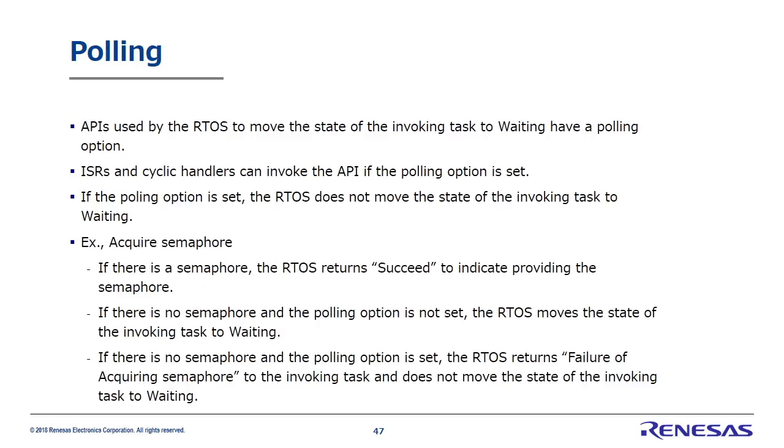Next, we'll go into the polling option. There are situations where we want to use features from APIs which transition to waiting even from within the ISR or cyclic handler. In those situations, you can use the polling option. By doing so, you can get the results of the API without moving into waiting. For example, if you invoke the Acquire Semaphore API with the polling option, then depending on if a semaphore is available, it will return the value Semaphore Acquisition Success and acquire a semaphore, or Semaphore Acquisition Failure with no need to enter waiting state.